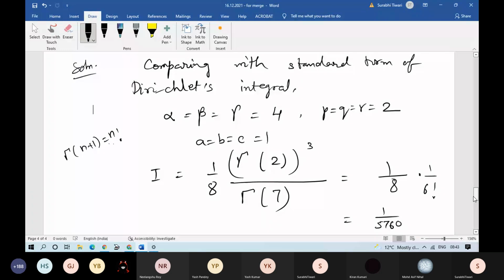Gamma n plus 1 is n factorial. So for gamma 2 you can write 1 plus 1, so this will be 1 factorial here, and similarly gamma 7 will be 1 plus 6, so this will be 6 factorial. This formula we are using.